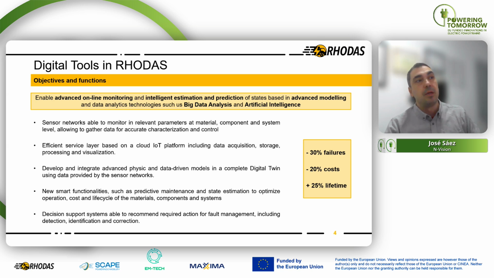The final aim of all these technologies is to contribute to the KPIs defined in the project, specifically those that you can see here on the right: reducing by 30% the failures of the system, reducing by 20% the cost. In this case, we are focusing on the operating cost, not the purchasing cost. And finally, also to increase lifetime thanks to this reduction in failures.